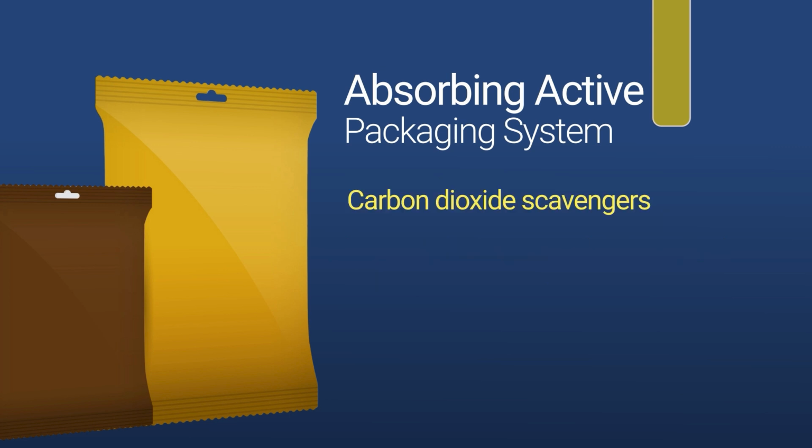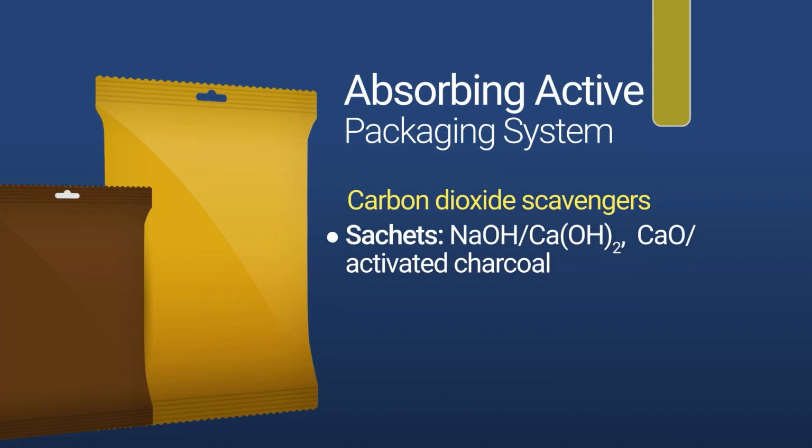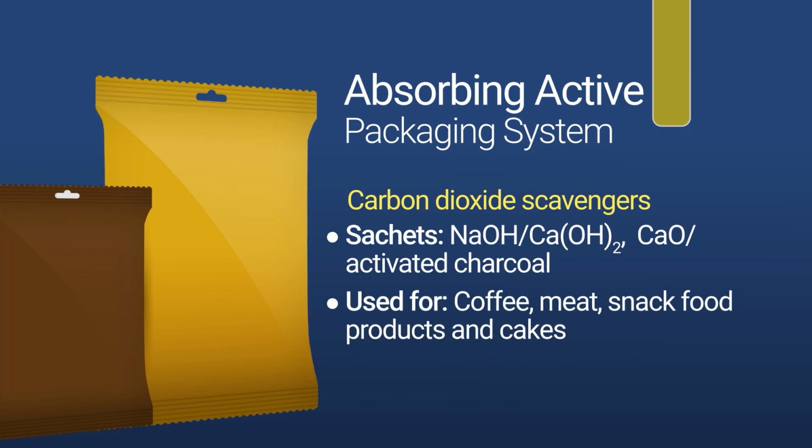Next comes the carbon dioxide scavengers. If you don't need the carbon dioxide to accumulate in the package environment, which may lead to the bursting of the package, then we can remove the carbon dioxide by use of scavengers like sodium hydroxide, calcium hydroxide or calcium oxide, or activated charcoal in the form of sachets in the package. We can use this for coffee, meat, snack food, etc.